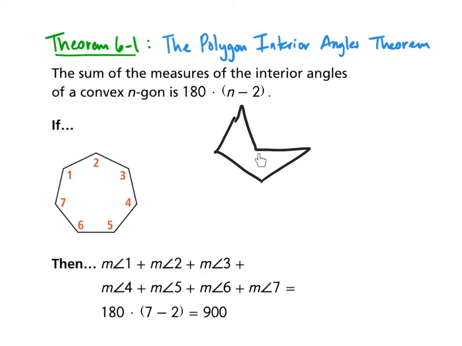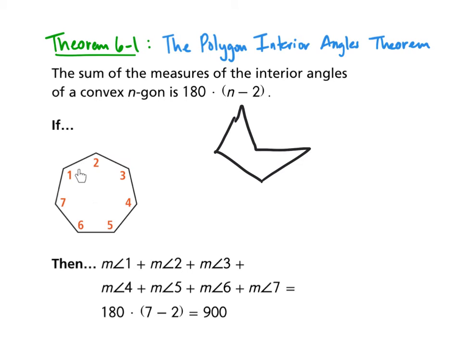We won't be dealing with many concave polygons in this class. So pretty much everything we're going to deal with is going to be convex. So you don't have to worry too much about that word. I just want to explain what it meant. But anyway, going back to the theorem, it says that the sum of the measures of our interior angles of a convex n-gon, where it has n number of sides, is going to be 180 times n minus 2. So we're going to take the number of sides, take off 2, and multiply by 180.